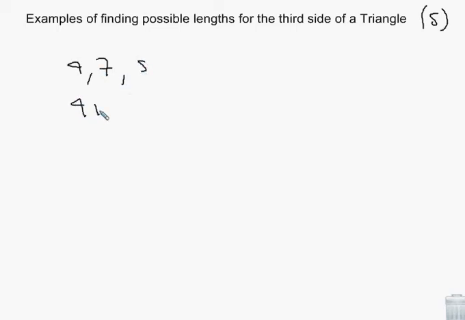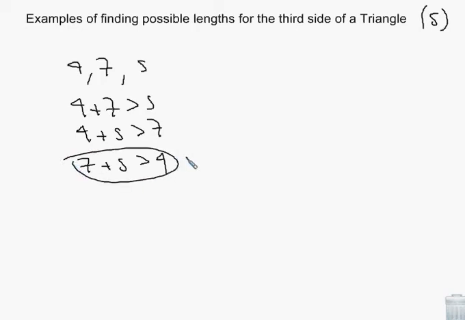We know that 4 plus 7 has got to be bigger than S, okay? We know that 4 plus S has got to be bigger than 7, and we know that 7 plus S has got to be bigger than 4, right? Now this last one's no problem, right? Because 7's bigger than 4 by itself. And we can't have a negative number. So as long as we remember that it has to be bigger than 0 no matter what, then this one we don't need to worry about, right? Because 7's bigger than 4 as it is.